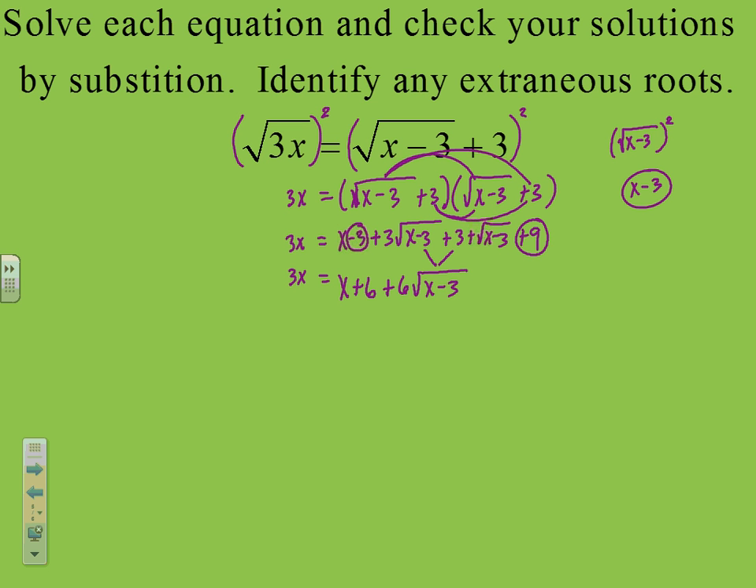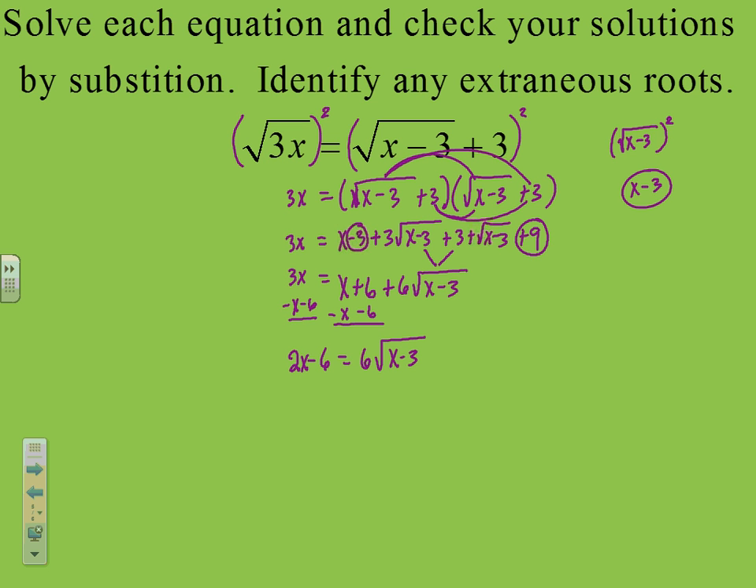So now we have the square root symbol still on the right side of the equation. We have to isolate it. So I'm going to take the x and 6 and move them over here, so minus x minus 6. And that's going to give me 2x minus 6 equal to 6 times the square root of x minus 3.